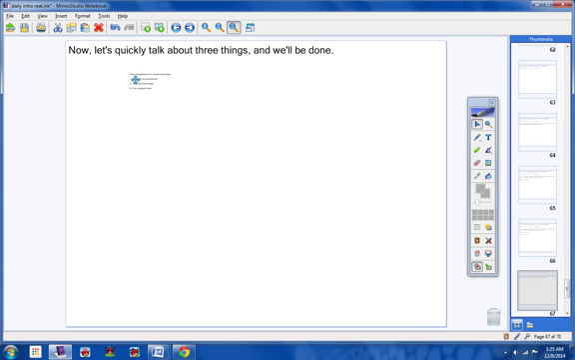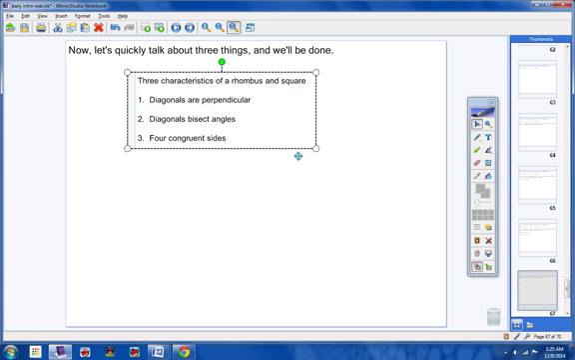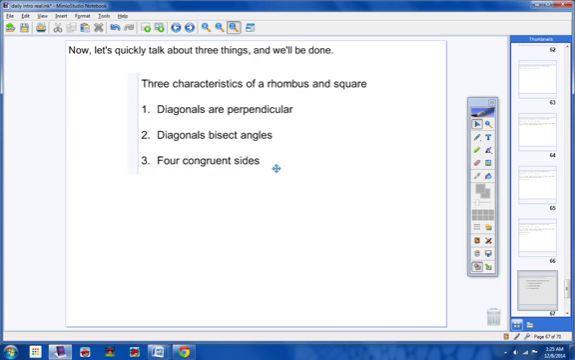Same thing with this here. I'm not going to ask you to write these out, but I do want you to know these because they're going to help you solve some problems on the test. 3 characteristics of a rhombus and square: the diagonals are perpendicular, the diagonals bisect angles, and you have 4 congruent sides when you're dealing with a rhombus and a square, okay?